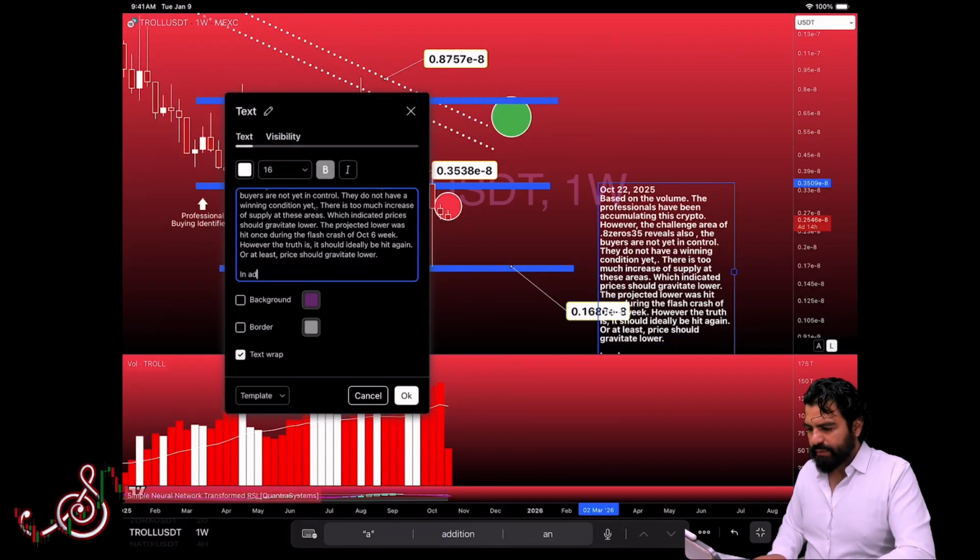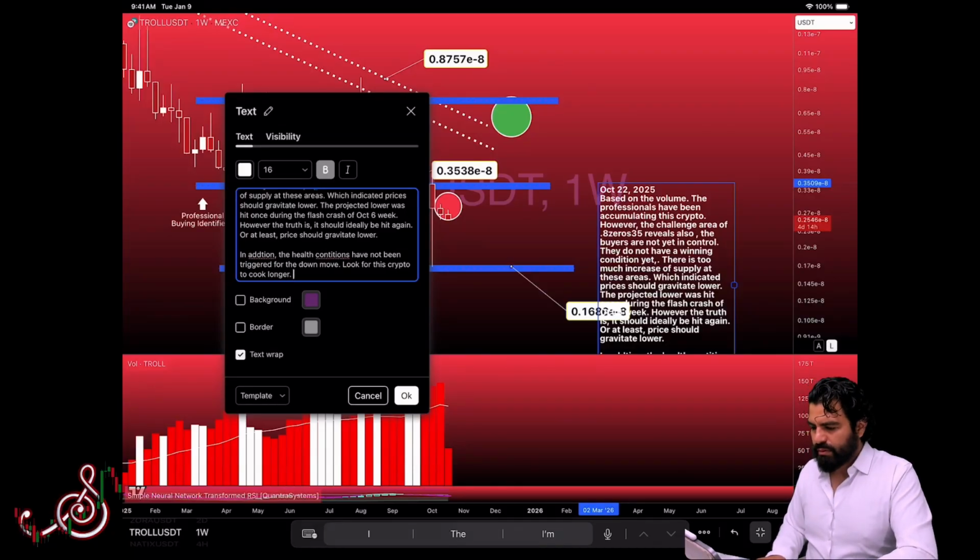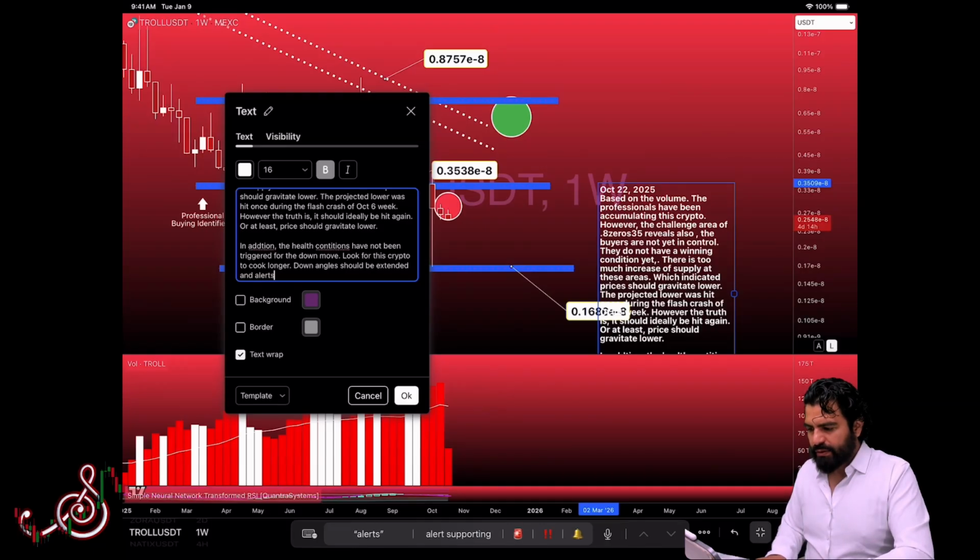In addition, the health conditions have not been triggered for the down move. Look for this crypto to cook longer. Down angles should be extended and alerts created. I do not expect this to move anytime soon. Okay?